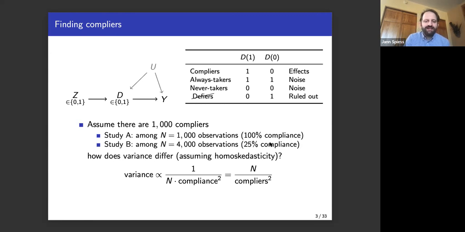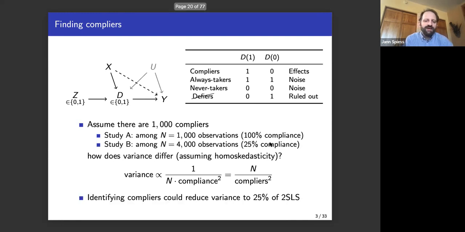So that means that in this case, if we had some ability to actually find who the compliers are in study B, we could actually cut our variance by a factor of 4. So specifically, assume we had some covariates available, and using those covariates, we would be able to find who the compliers are. Well, then identifying them perfectly would reduce the variance to 25% of the standard 2-stage least squares estimator that we would use on the sample of 4,000 observations here.